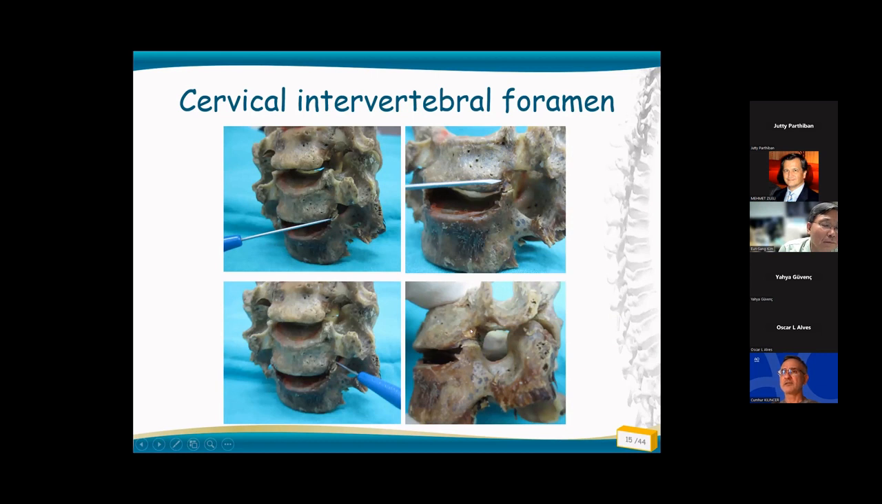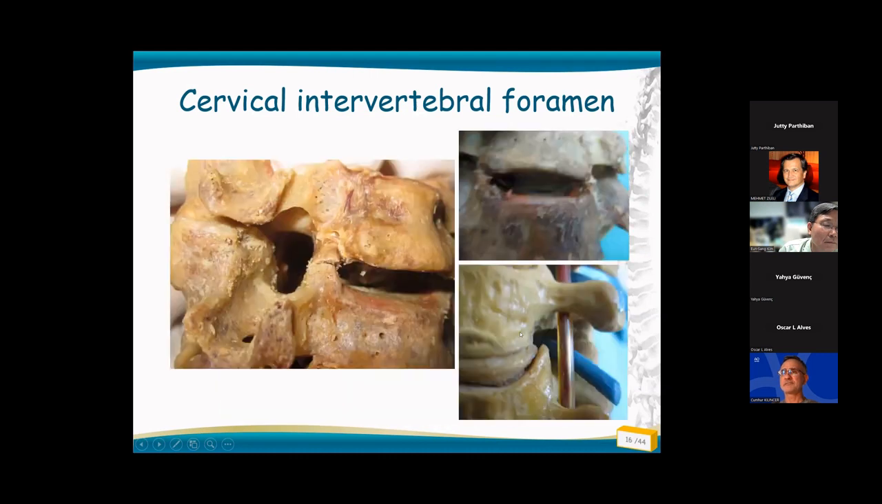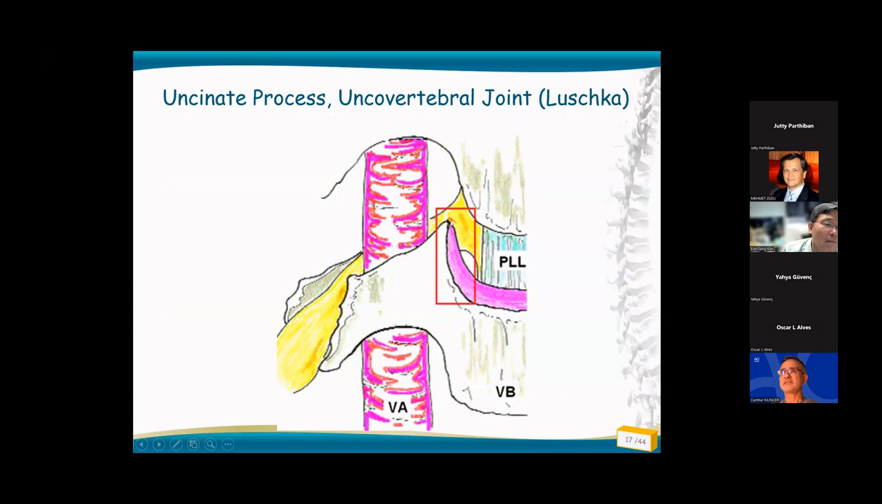This is anatomy. It is bordered anteriorly by the uncinate process, superiorly and inferiorly by the pedicles, and posteriorly by the facets. Intervertebral foramen. This is the oblique view. You can have the best view from the oblique view. And this is the area of problem generally.